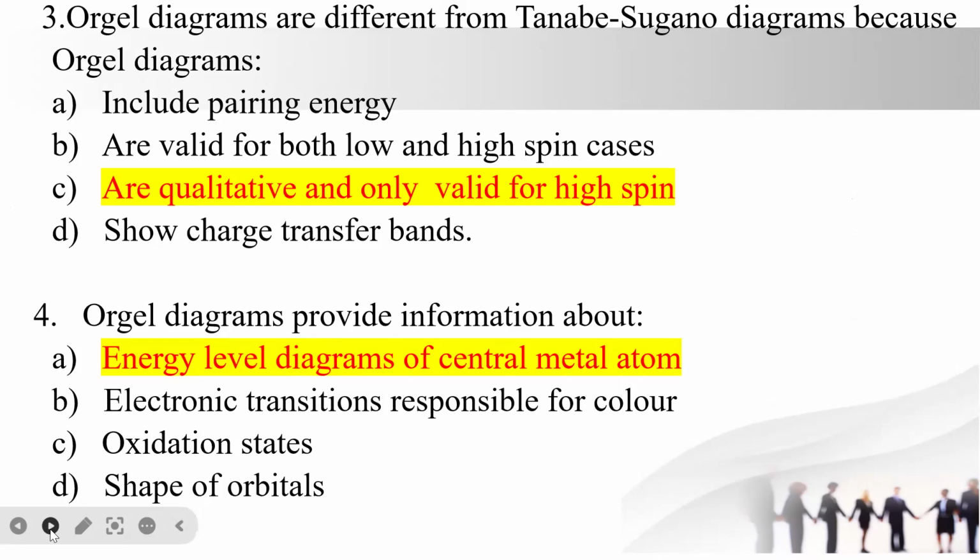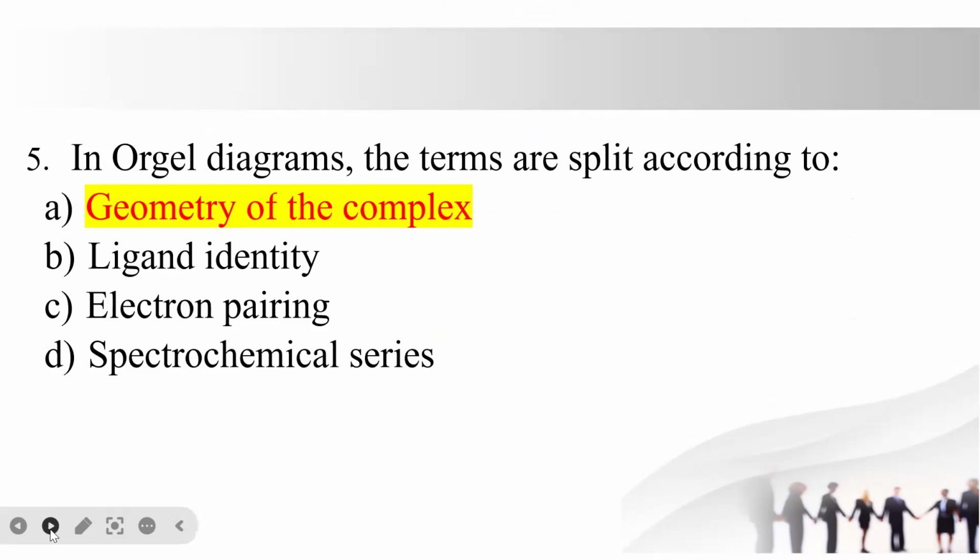The fourth question is, Orgel diagram provides information about energy level diagrams of the central metal atom. In Orgel diagrams, the terms are split according to the geometry of the complex. That is, Orgel diagrams in the case of octahedral as well as tetrahedral complexes are shown. So the geometry of the complex determines the splitting in the Orgel diagram.